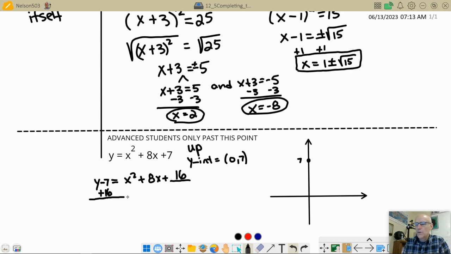All right, let's simplify this problem. So I end up with 9 right here, I think. y plus 9, because 16 minus 7 is 9. And then on the other side, I got x plus 4 quantity squared. So do you see I'm going pretty fast here?